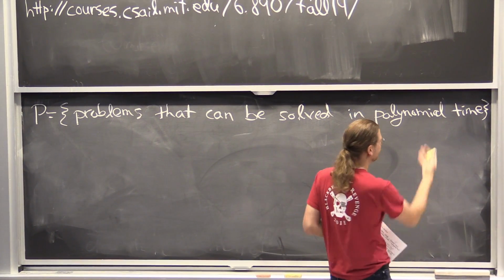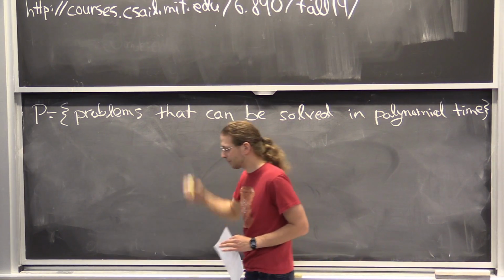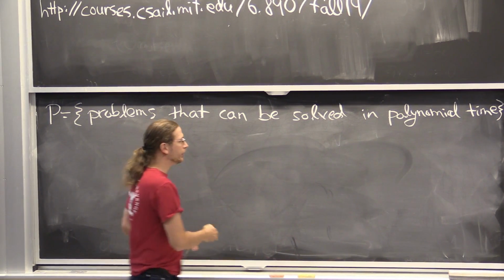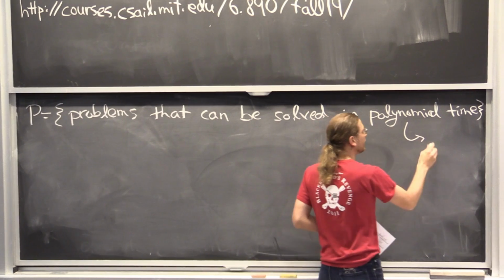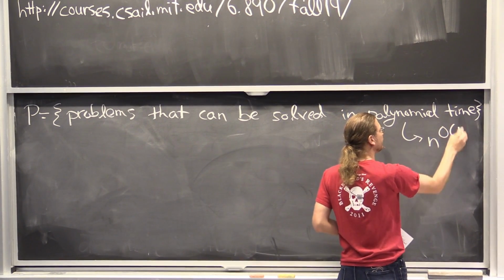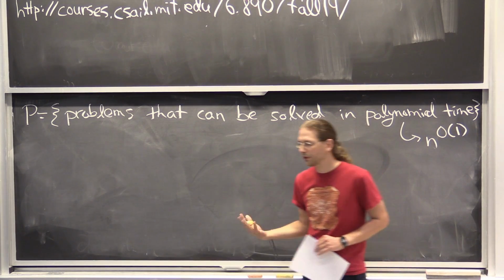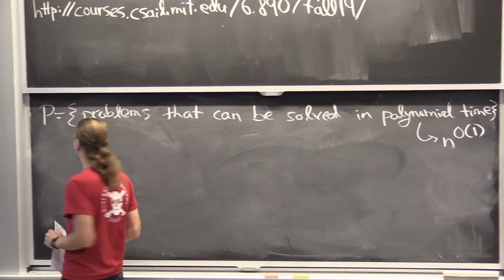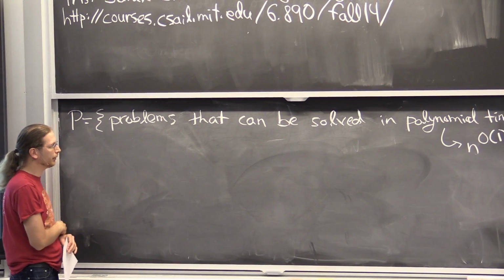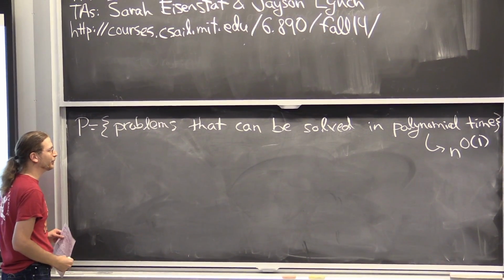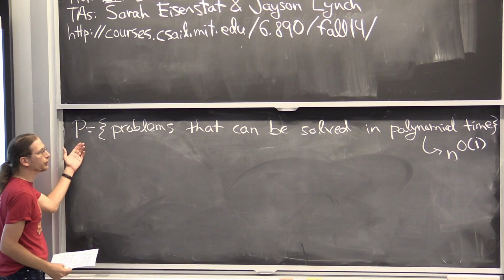Say on a RAM, I should specify a model of computation and exactly what a problem is, but it'll be a little bit informal here. Polynomial time means n to some constant, where n is the size of the problem instance. And we will talk a little bit more about subtleties in defining n, but usually polynomial time is pretty clear. This is what we consider good algorithms.